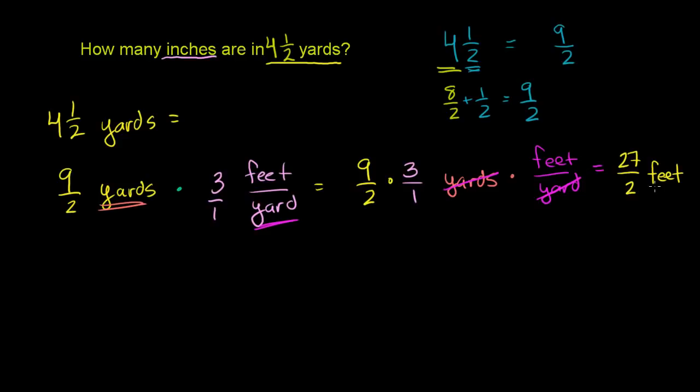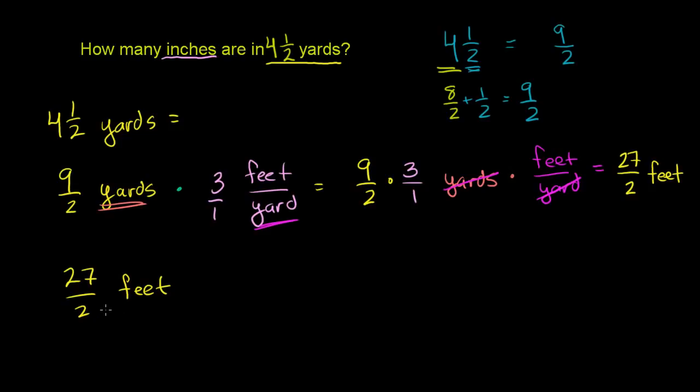And that makes sense because we should have more feet than yards. And actually, this should be 3 times more. So everything makes sense. This 27 over 2 is 3 times 9 over 2. So now we have 27 over 2 feet. And now we want to convert this to inches. And we just have to remember there are 12 inches per foot.